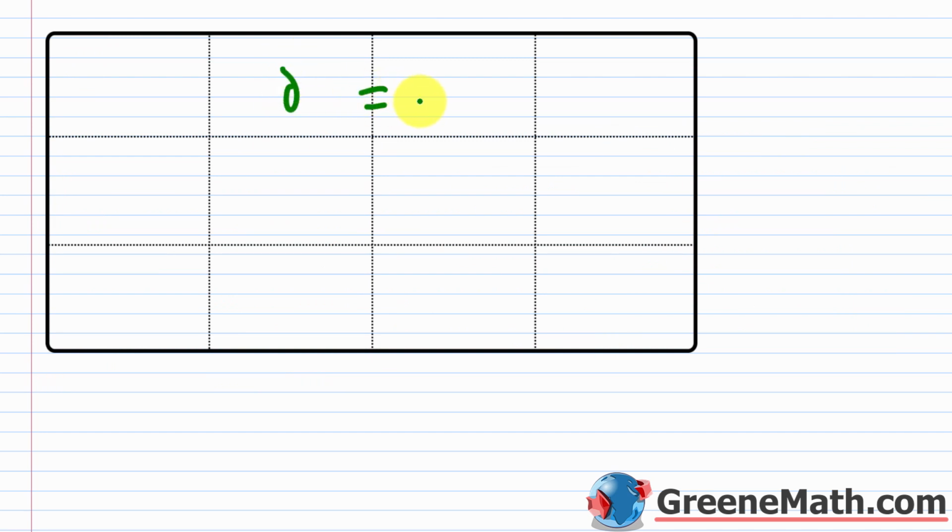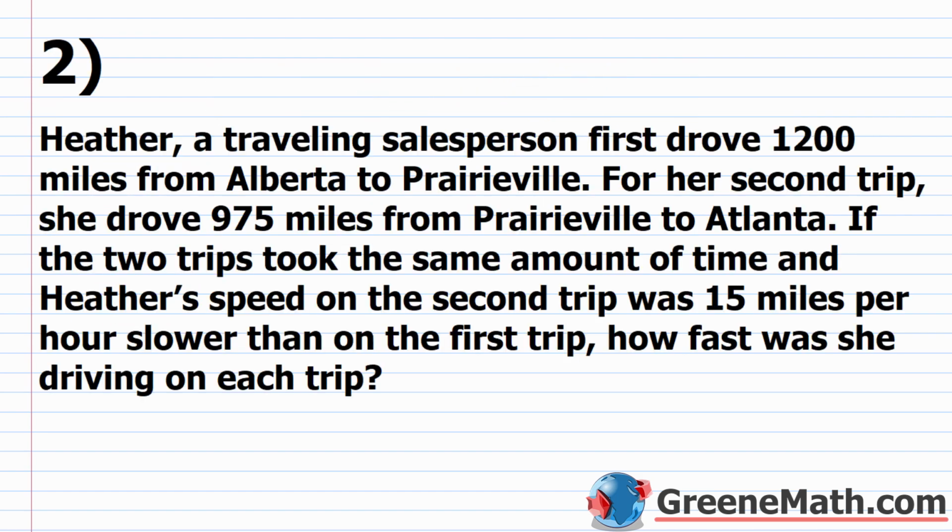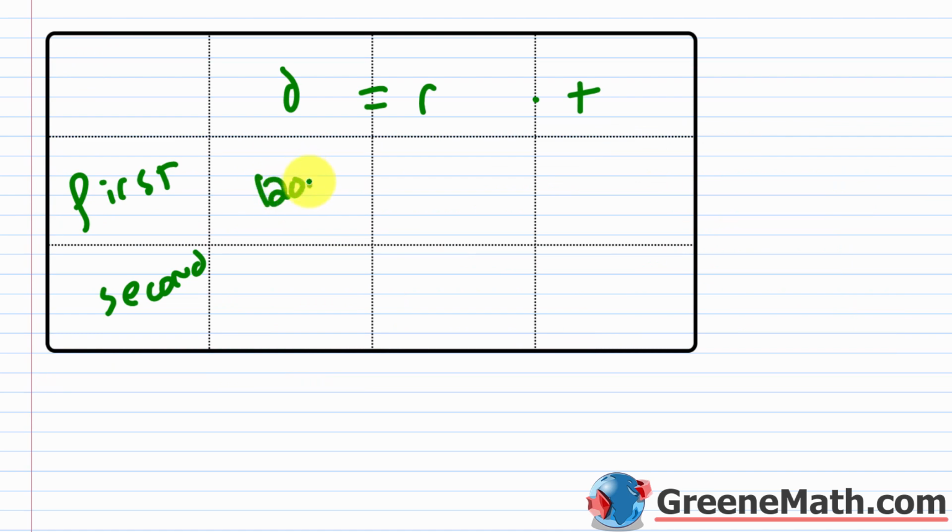So we have distance is equal to rate of speed times time traveled. And I'm just going to go first, and then I'm going to go second. And let's just fill in the table. We'll come up here and say on the first one, it's 1,200. On the second one, it's 975. So 1,200 for the distance, and then 975.